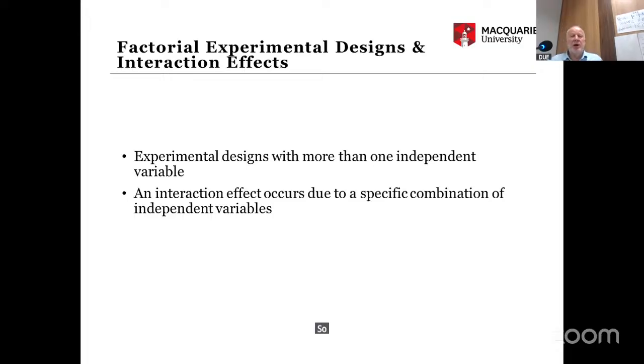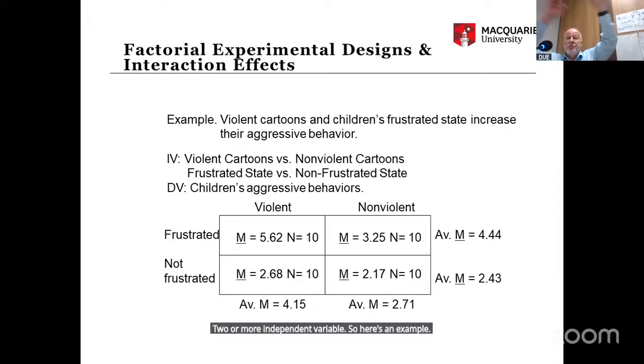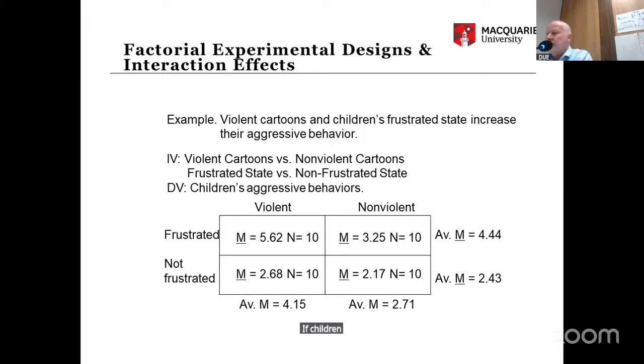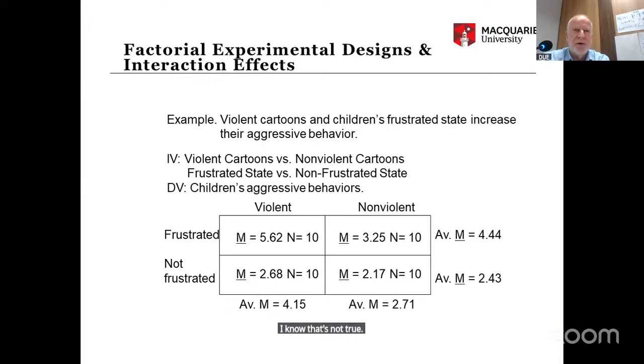So you can also have more than one explanatory variable, right? So it can be a little more complicated. So you can manipulate 2 or more independent variables. So here's an example. We see research that says if children watch violent cartoons, they will act out violently. Yeah? So some people think that's, I know that's not true, right? Because I have 5 children and 6 grandchildren, and they all watch violent cartoons, but they don't act out.